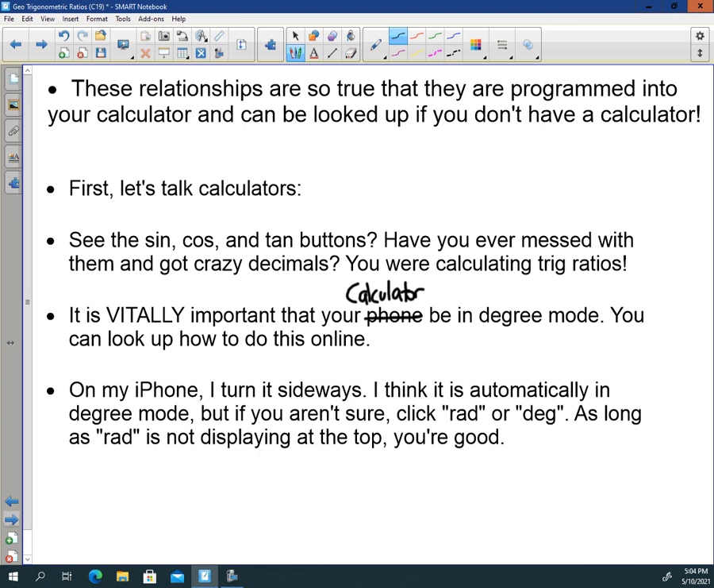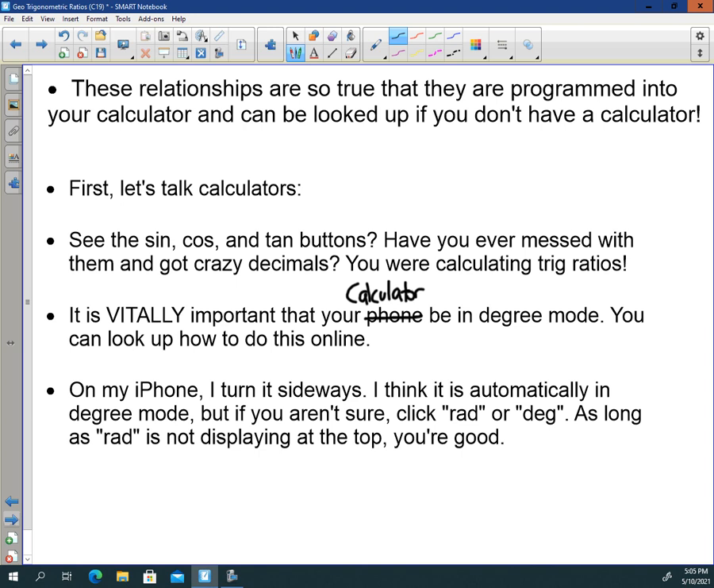Now, on my iPhone, that's the calculator I use, I turn it sideways, and I'm pretty sure it's automatically in degree mode. But down in the bottom left, there's a button that says rad. And when I click it, it says deg. And when I click rad, it says rad up in the display part where the numbers pop up. And then when I click deg, that stops.